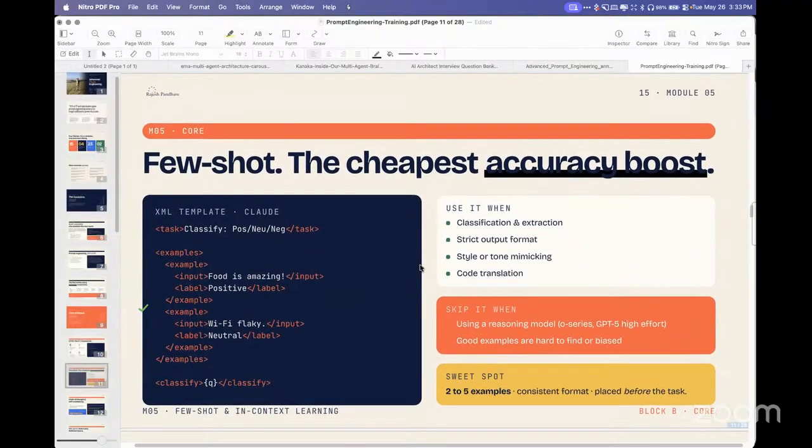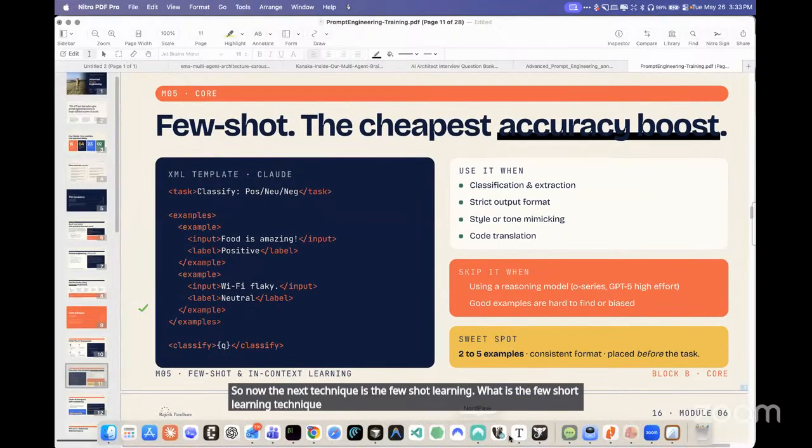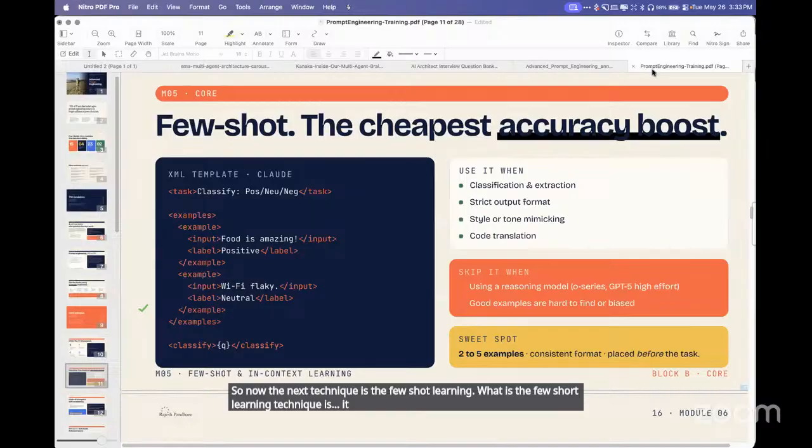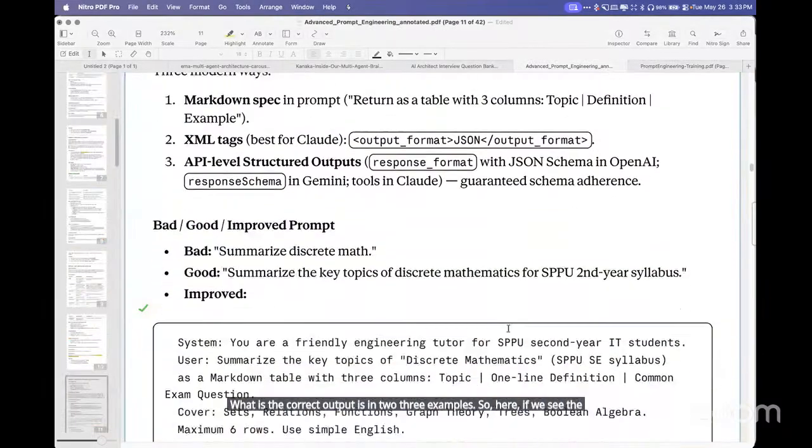So now the next technique is few shot learning. What is the few shot learning technique? Mainly we are showing the LLM the way, what the correct output is, in 2 or 3 examples. So here, let's see an elaborate example.